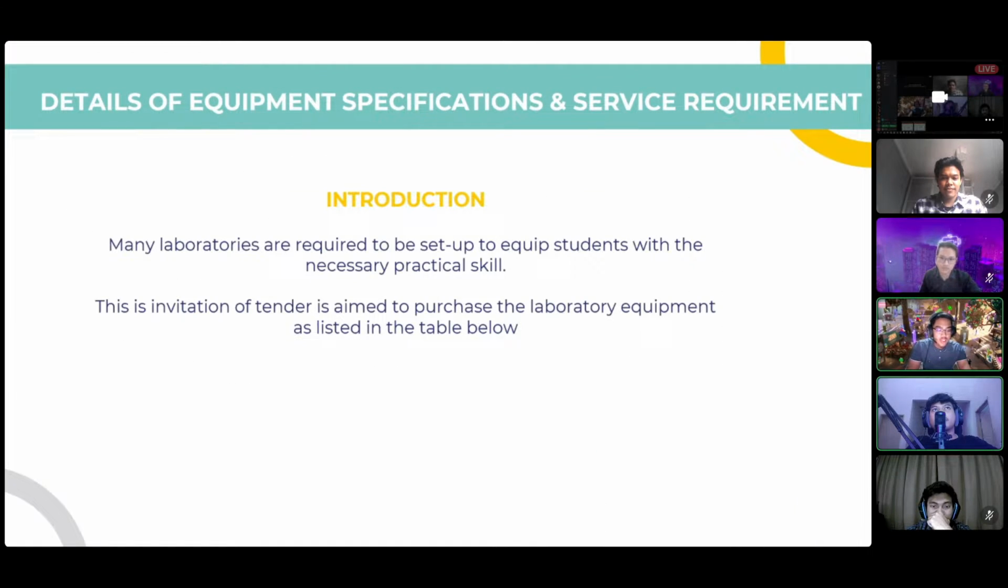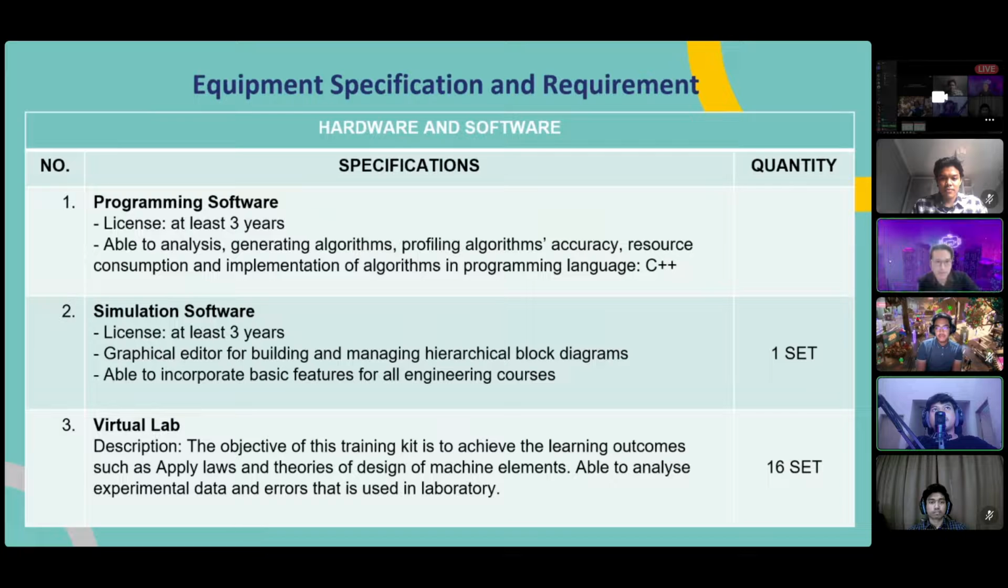I will give it to Ashraf Naim. Okay, to continue from my friend, these are the details of equipment, specifications, and service requirements that we want to request. For the introduction, many laboratories are required to be set up for the students with the necessary practice skills. So this invitation to tender is aimed at purchasing the laboratory equipment listed in the table below. Next, this is the hardware and software that we request.